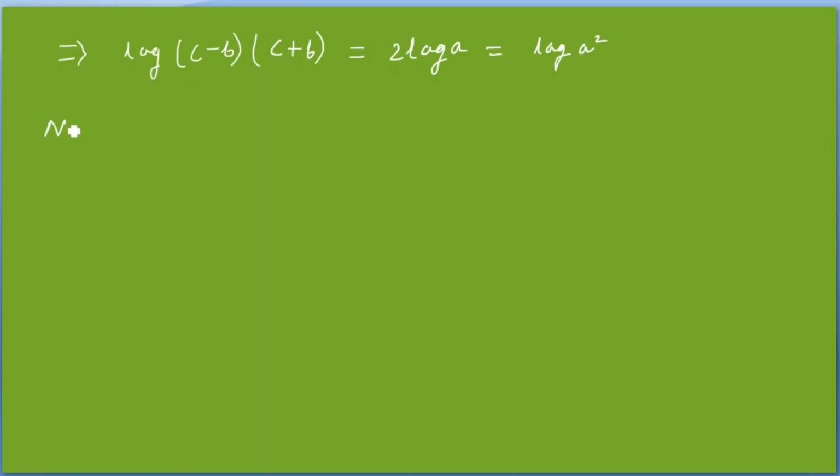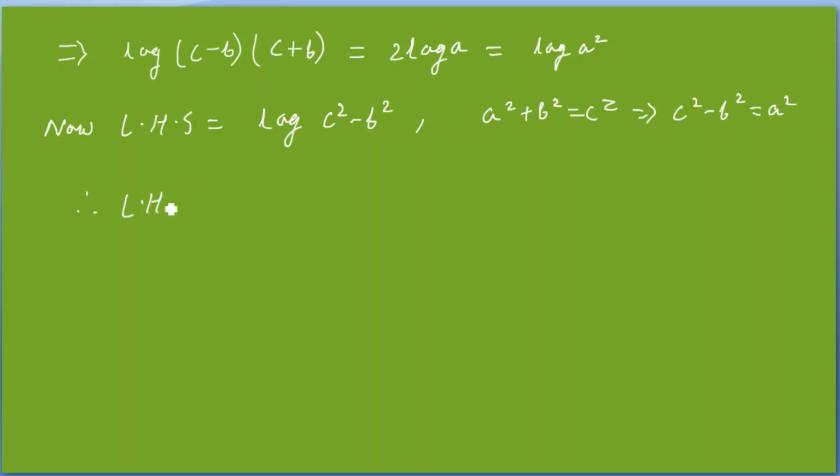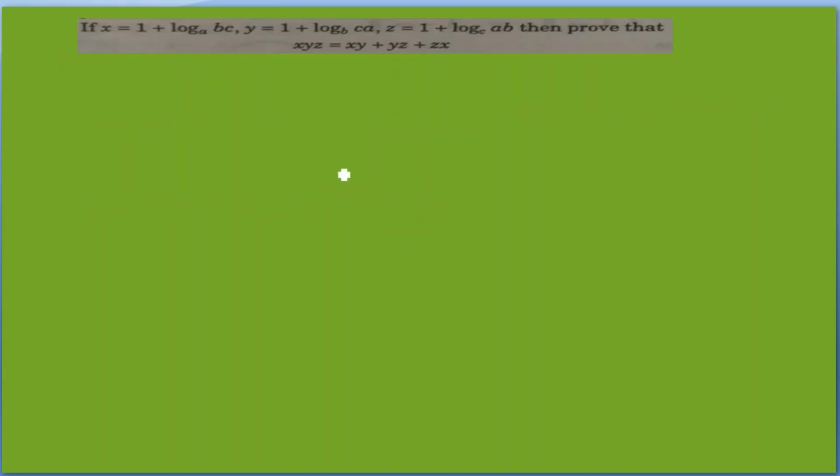Now LHS equal to log c square minus b square, and it is given that a square plus b square equals c square, and that we can write c square minus b square equal to a square. Hence LHS can be written as log a square, which is equal to RHS. Hence proved.